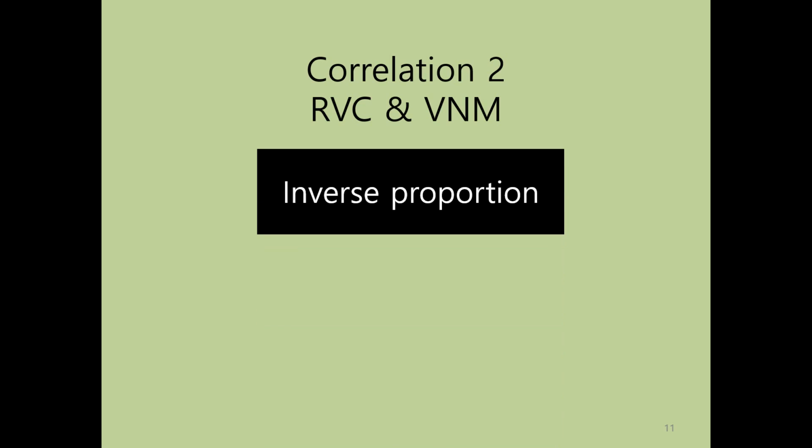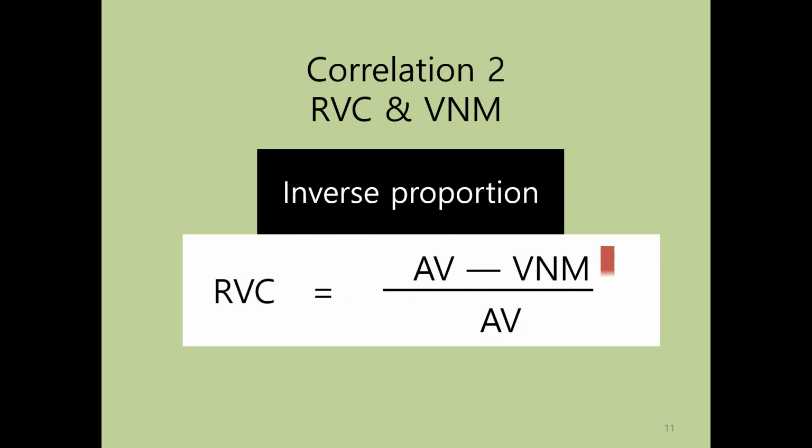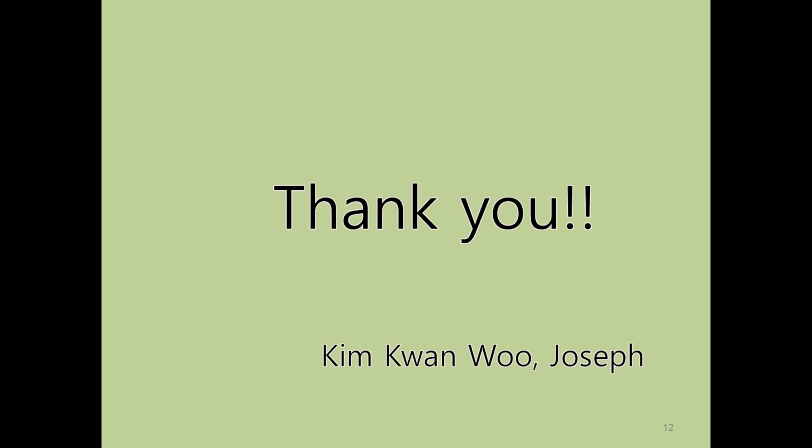This is the second one, correlation between RBC and VNM. They have inverse proportion relation. In other words, if VNM decreases, RBC increases. If VNM increases, RBC decreases. It also works in case of net cost method. That's it for the two main characteristics of build down and net cost method. In this video, I introduced a net cost method.